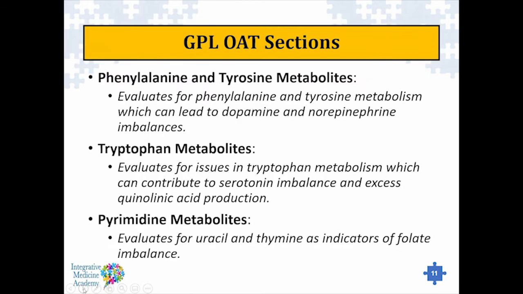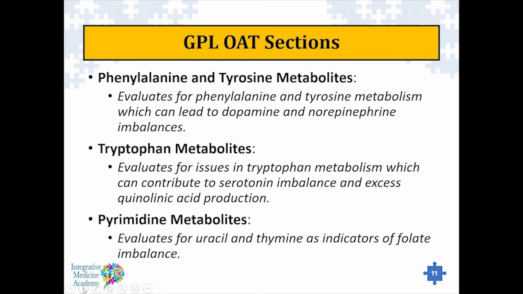And one of the things I talk about in many of my courses, as well as the introductory OAT course, is that many things that show up on the OAT, from fungal markers to Clostridia bacterial toxins to oxalates, can all negatively affect mitochondrial function. There are sections that look at different metabolites linked to neurotransmitter metabolism: dopamine, norepinephrine, tryptophan, serotonin. We'll talk more about some of these things coming up.